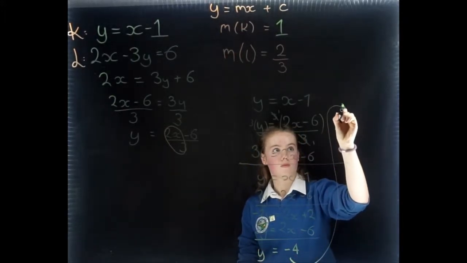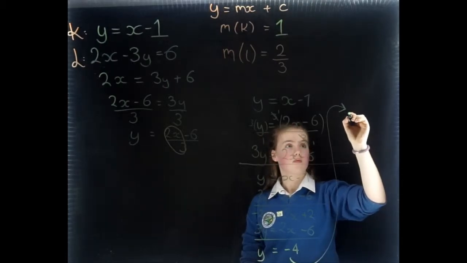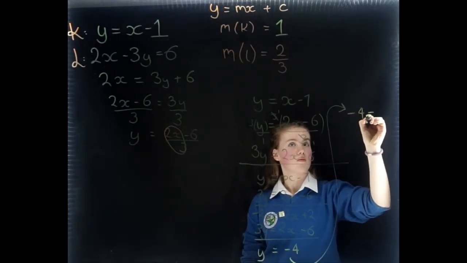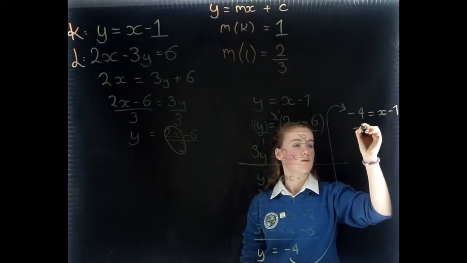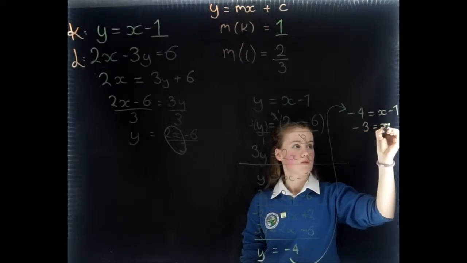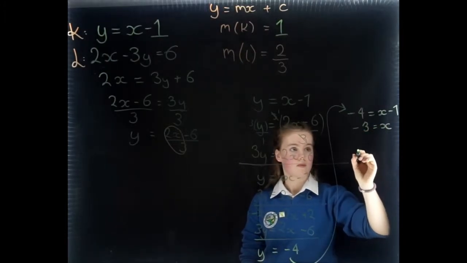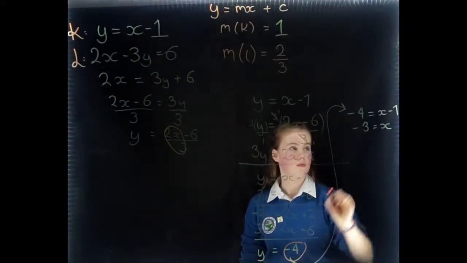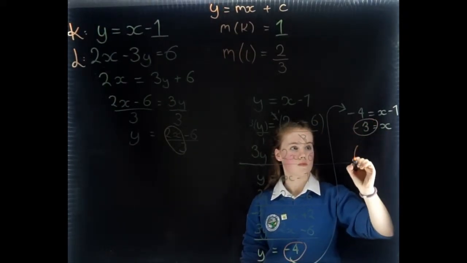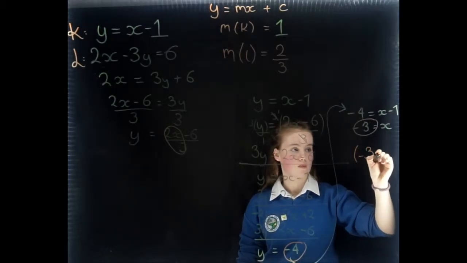And you're not finished yet because you have to find the x and the y term. So simply sub in your y term to get an equation and solve for x. Lastly, you are asked to find the point of intersection, and so you need to write the x and y terms as a coordinate, which would be minus 3, minus 4, and that's your answer.